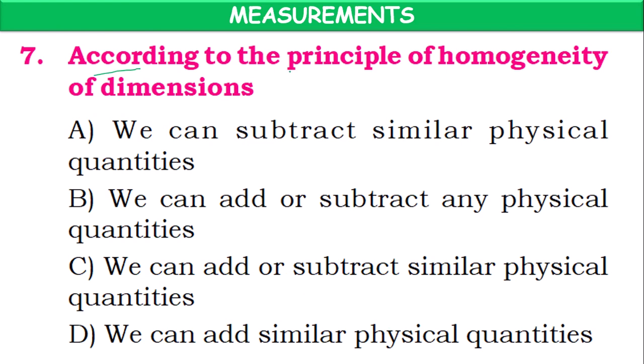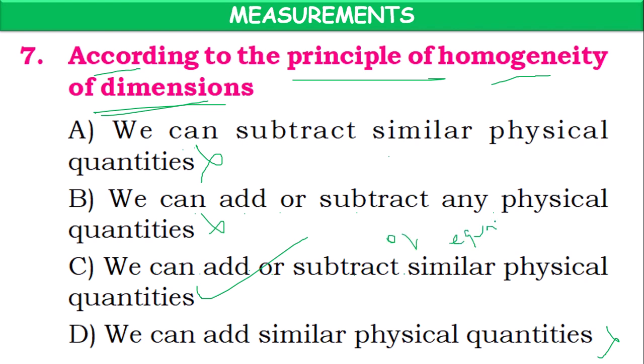So according to the principle of homogeneity of dimensions, we can subtract similar physical quantities. We can add or subtract any physical quantities, wrong. We can add or subtract similar physical quantities, right. In first option, they have given only subtract, wrong. We can add or we can subtract. In the fourth option, only add is given, wrong. We can add or subtract, or sometimes equate. So answer C option is correct.